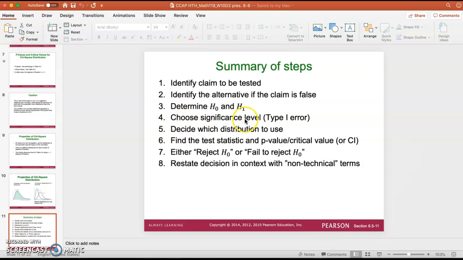Step 4, we'll have to choose our significance level, or that alpha level for type 1 error. Then step 5, we'll decide which distribution to use, which in this case will be the chi-square distribution, and we'll use the chi-square test statistic. Step 6 is we'll actually find that test statistic, and in this case we'll find a critical value, and you can also use confidence intervals for these types of hypothesis tests as well. Step 7, we'll figure out from step 6 either to reject the null hypothesis or fail to reject the null hypothesis. Then step 8, restating our decision in context with non-technical terms.